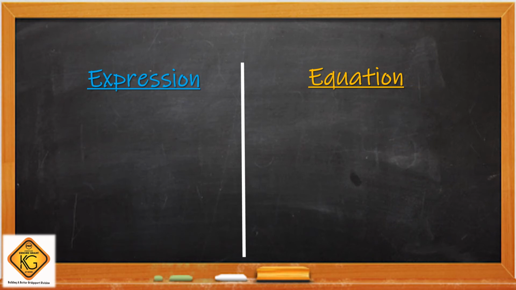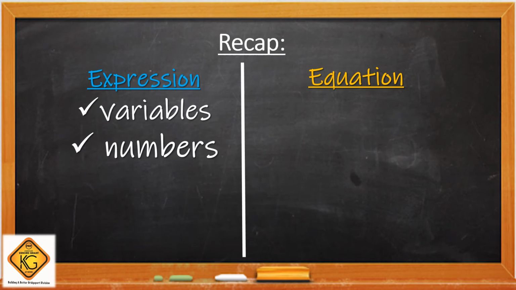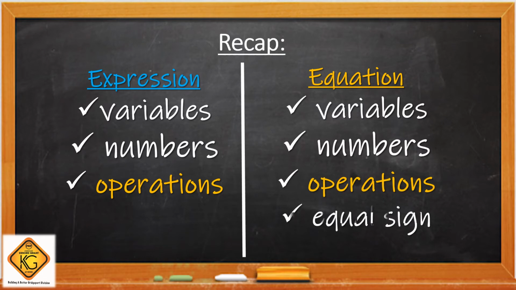So, quick recap. What does every expression need to be an algebraic expression? Variables or numbers or both, and operations. And what do equations need to be algebraic equations? Variables or numbers or both, operations, an equal sign, an expression, or just individual numbers or variables on the other side of the equal sign.